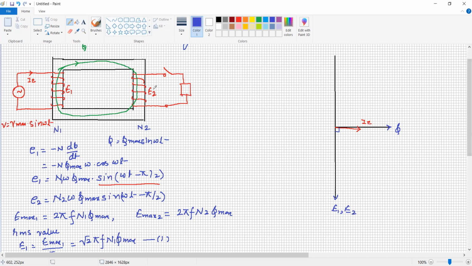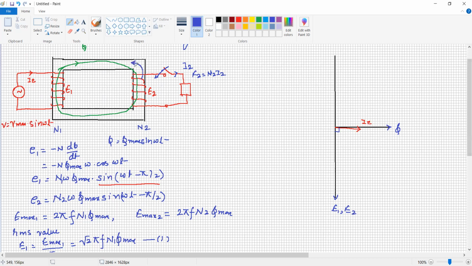Now, as soon as the load is connected on the secondary, it draws some current as per the load. Say the current is I2. As soon as it draws the current, it produces an MMF. Say the MMF F2 is equal to N2 into I2, the number of turns multiplied by the current in the secondary winding. It produces a magnetic flux which is opposite to the flux created by the primary winding.